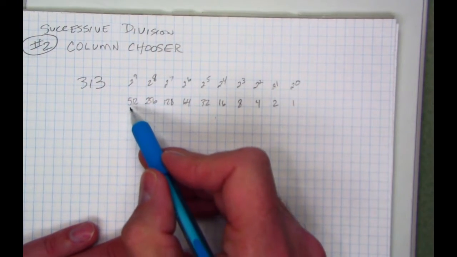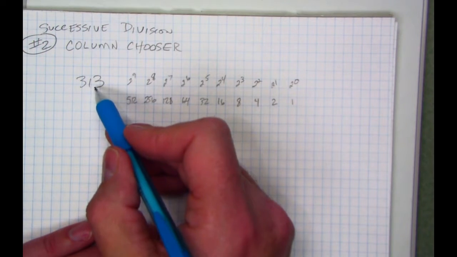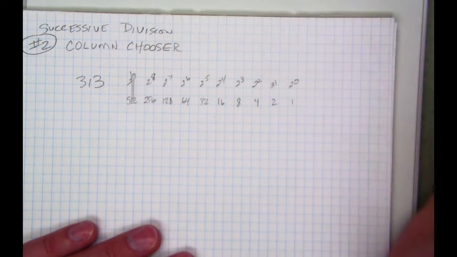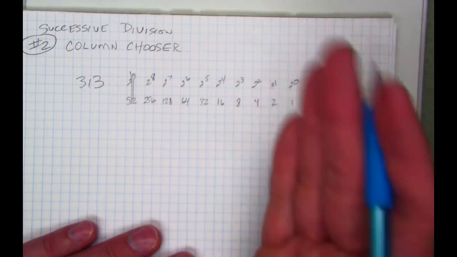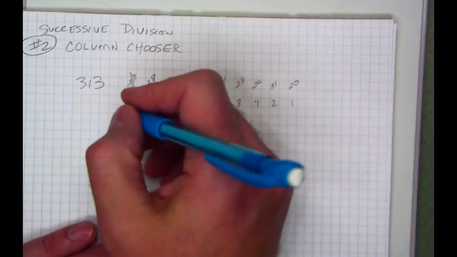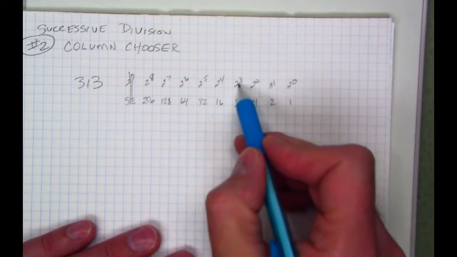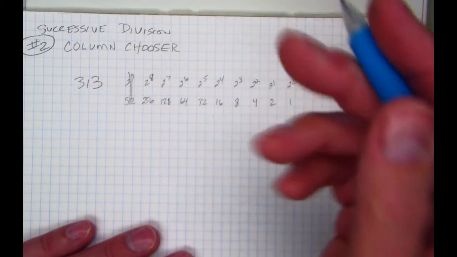Whoa, wait a minute, 512. That's bigger than this number. I don't need this column. I can stop there. 512 is bigger. I'm never going to get a 512. I'm never going to get anything bigger than that. I stop. So that means I need 1, 2, 3, 4, 5, 6, 7, 8, 9 bits. We're good.